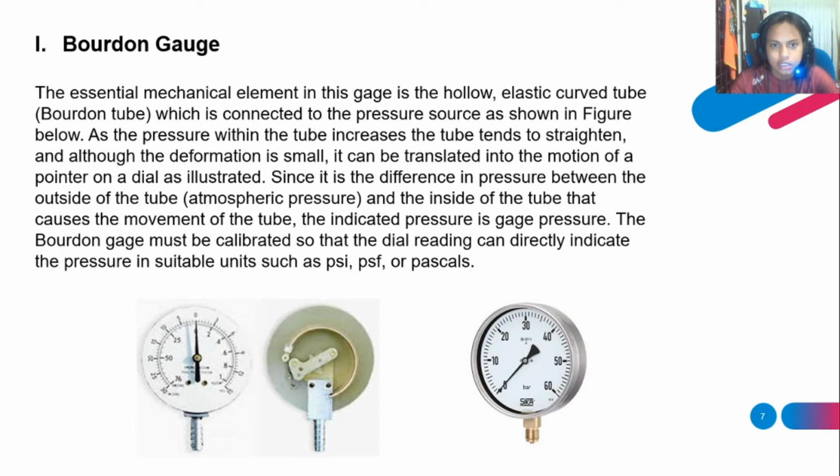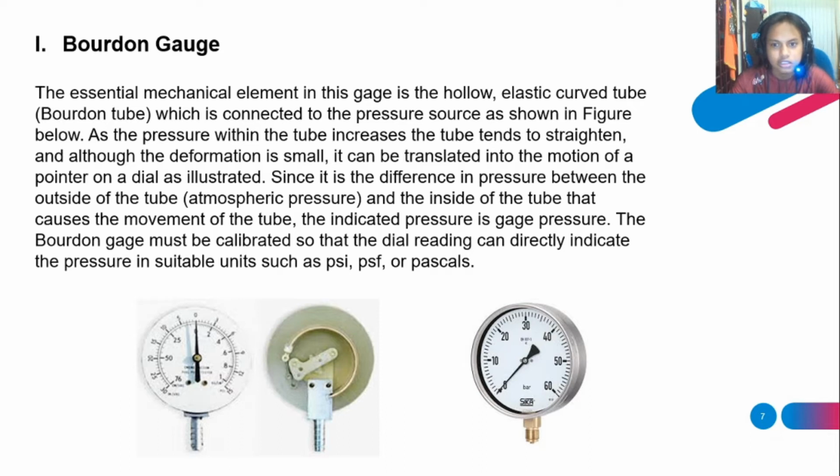The essential mechanical element in this gauge is the hollow elastic curved tube, or what we call the Bourdon tube, which is connected to the pressure source as shown in the picture below. As the pressure within the tube increases, the tube tends to straighten, and although the deformation is small, it can be translated into the motion of the pointer on a dial.